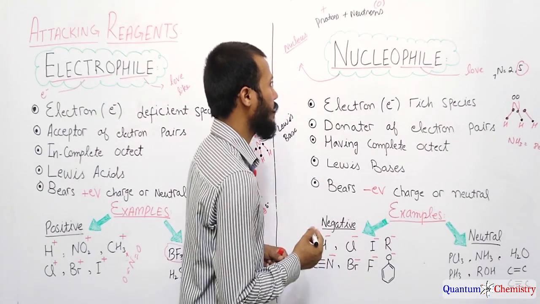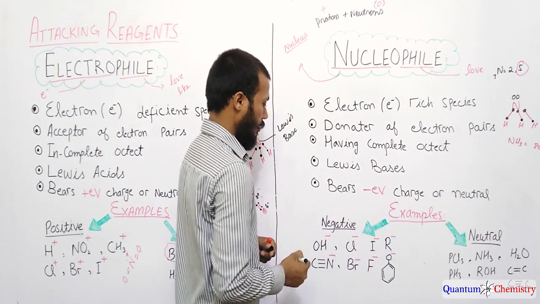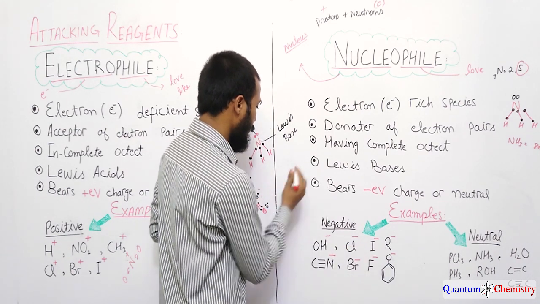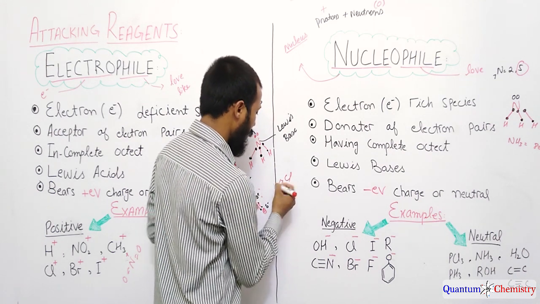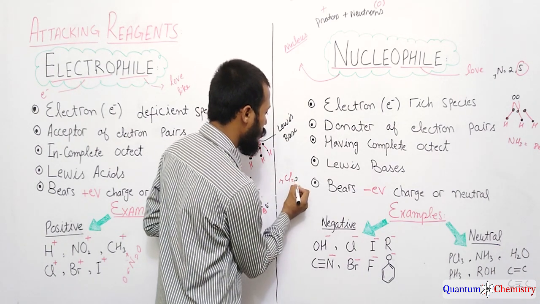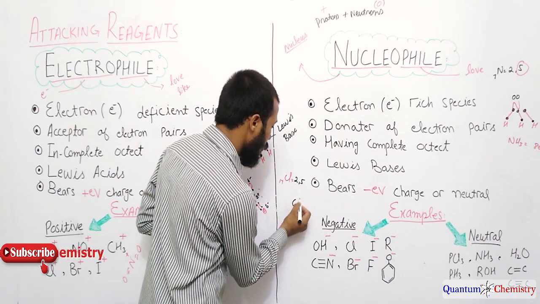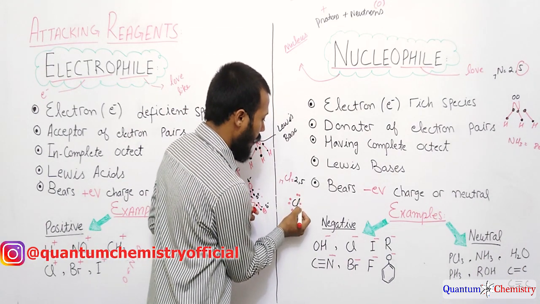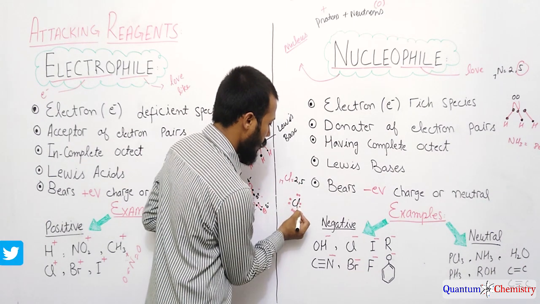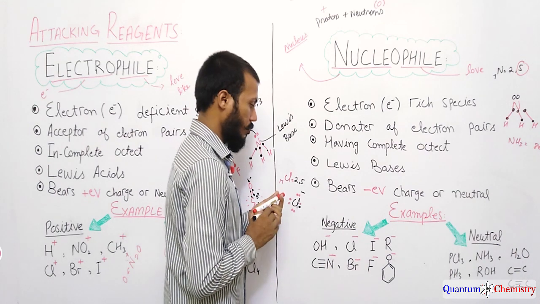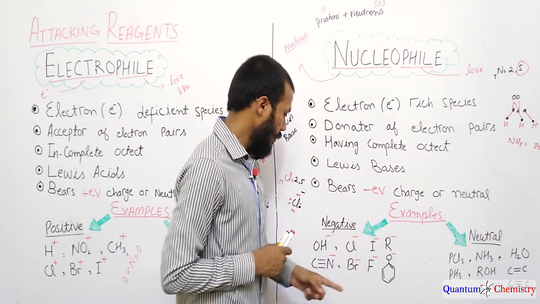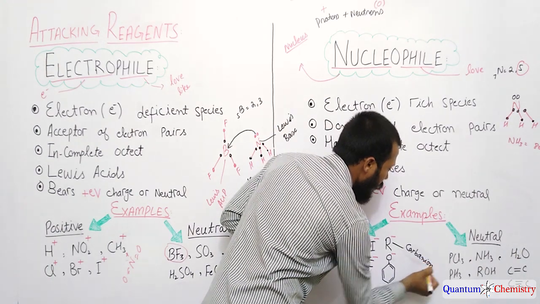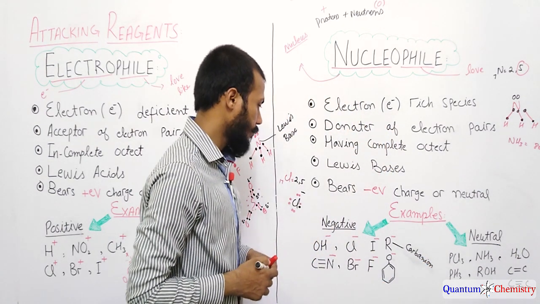Now we will discuss different examples of nucleophiles having negative charge and neutral ones. For negative charge, the first example is hydroxide, then chloride, iodide. As we know, chlorine has atomic number 17, and its outermost electronic configuration is 2, 8, 7, so 7 electrons. It has 2, 4, 6, 7, and the 8th one is accepted from some other species, therefore it carries a negative charge. Similarly iodide, cyanide, bromide, fluoride, and this one is a carbanion, an alkyl group having a negative charge.